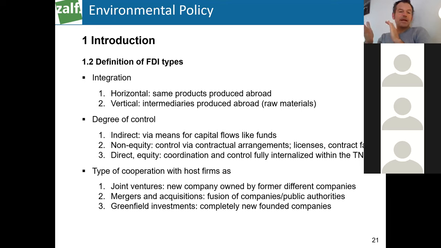The degree of control can be indirect by means of capital flows, of course, with the bank system on the one hand side, or non-equity control via contractual arrangements, where I make a certain contract with farmers, for example. Licenses and contract farming are big issues here. And direct is coordination and control fully internalized in the transnational company. That means you have an entity in Tanzania, for example, and you integrate this completely. And there are joint ventures, mergers, and greenfield investments. Greenfield is that you build it completely new. Mergers are where you merge several factories or farms, and for joint ventures you look at those contracts.